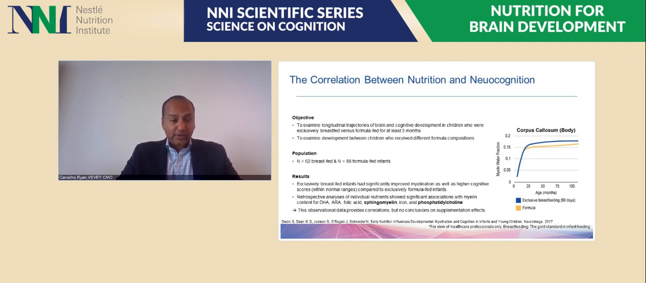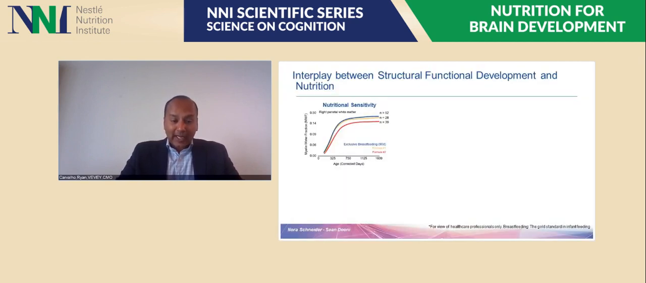These included nutrients like folic acid, DHA and ARA, phospholipids like sphingomyelin, phosphatidylcholine, and what we all well know is the importance of iron. And this observational data provides the correlation, but not necessarily conclusive, on the supplemental effects. So let's look at this data a little bit more.